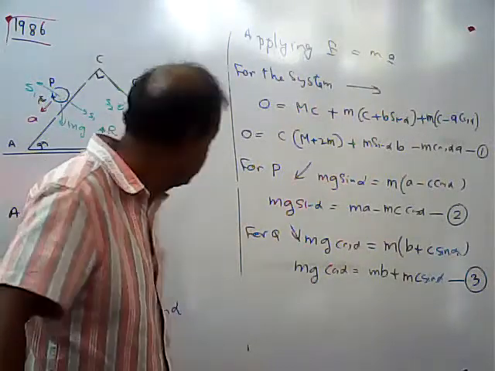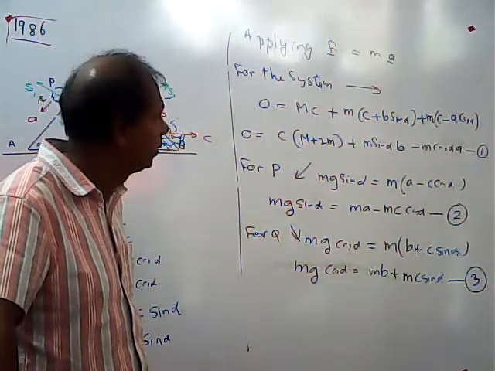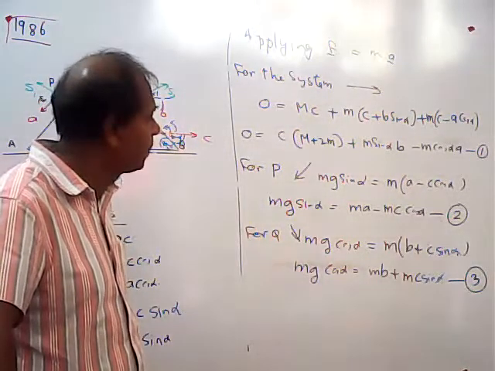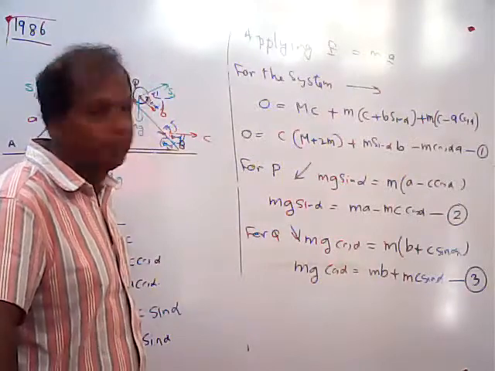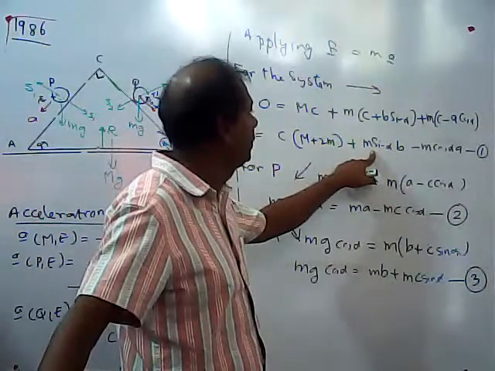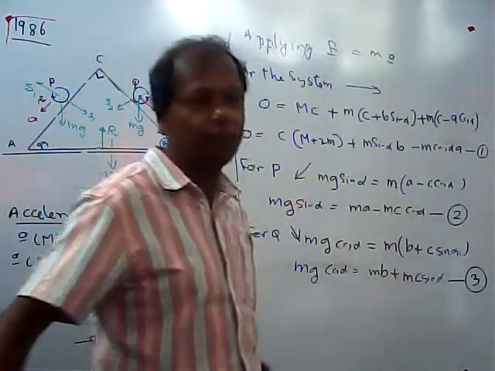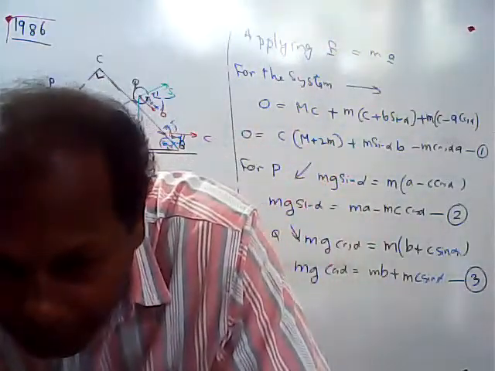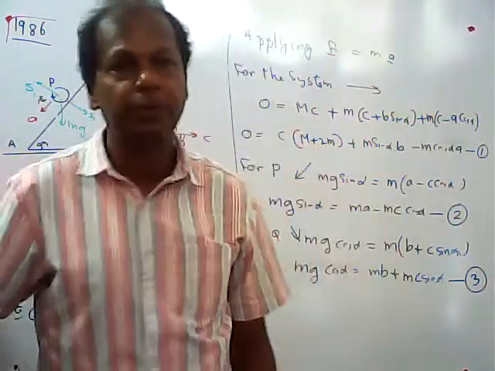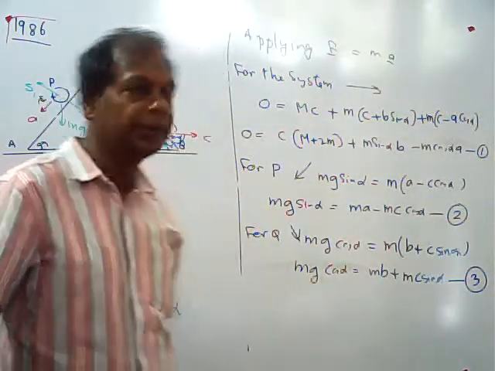We want to find C, right? So how to get rid of A and B quickly? The quickest answer is: did you notice that in one we have m sine alpha b minus m cos alpha a, right? Yeah, I think it's the same thing I'm going to do.